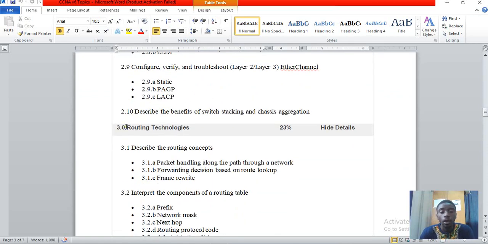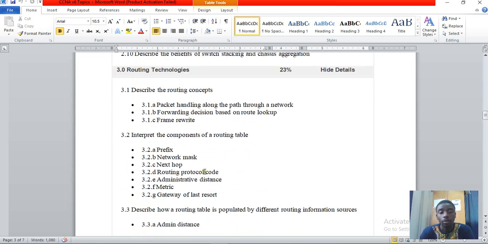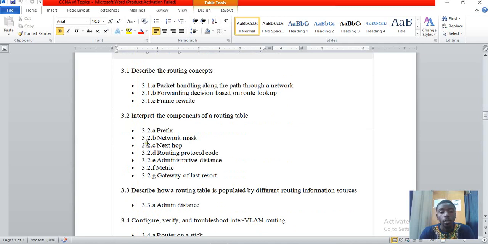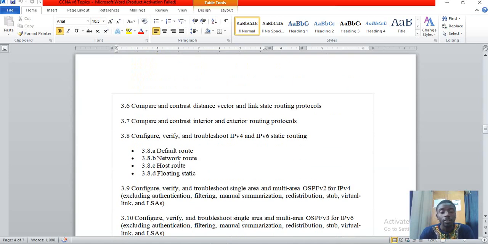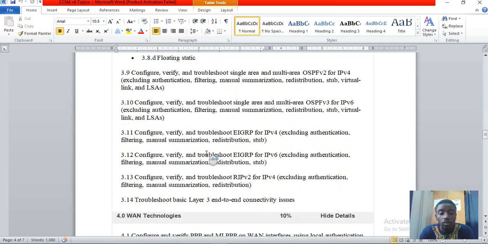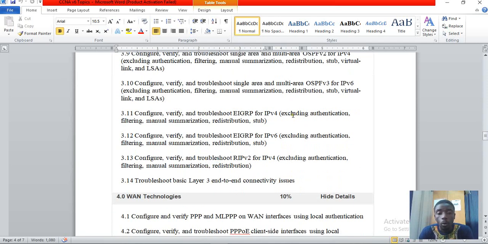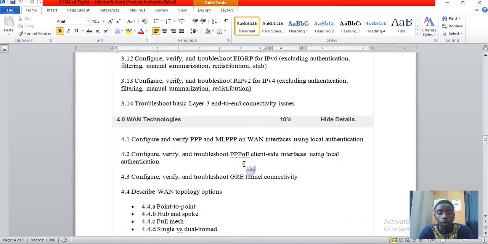Then we have routing technologies. Here we'll talk about the routing technologies and the routing protocols, and all this is part of the components of the routing table. So we'll talk about all these routing table components, and we'll talk about inter-VLAN routing. This is basically the topics involved out of the syllabus of the CCNA Routing and Switching, where we're going to talk about all the routing protocols: EIGRP, OSPF, IS-IS, BGP, RIP routing, and static routing. We're going to talk about all of them.